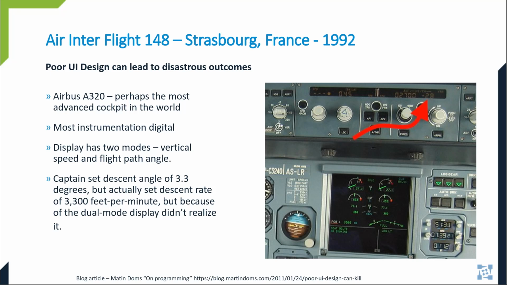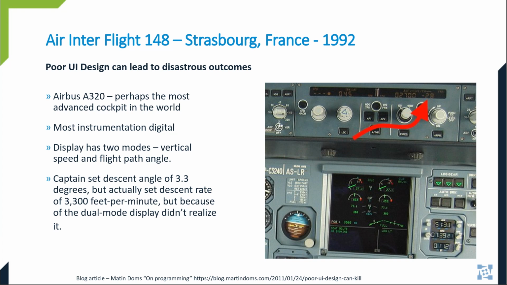And just one other in this area, Air Inter Flight 148 near Strasbourg, France in '92, an Airbus A320, which had one of the most advanced cockpits in the world at the time, with a lot of digital instrumentation. The problem is that much of the instrumentation had two modes. This is the problem with these: we're going to try and put more data into a smaller area, therefore we're going to show you different things at different times. If you look at that upper right, there's a little thing about your descent. Sometimes that number is showing you the angle of descent, and sometimes it's the rate of descent. But it uses these funny decimals and lets you multiply.